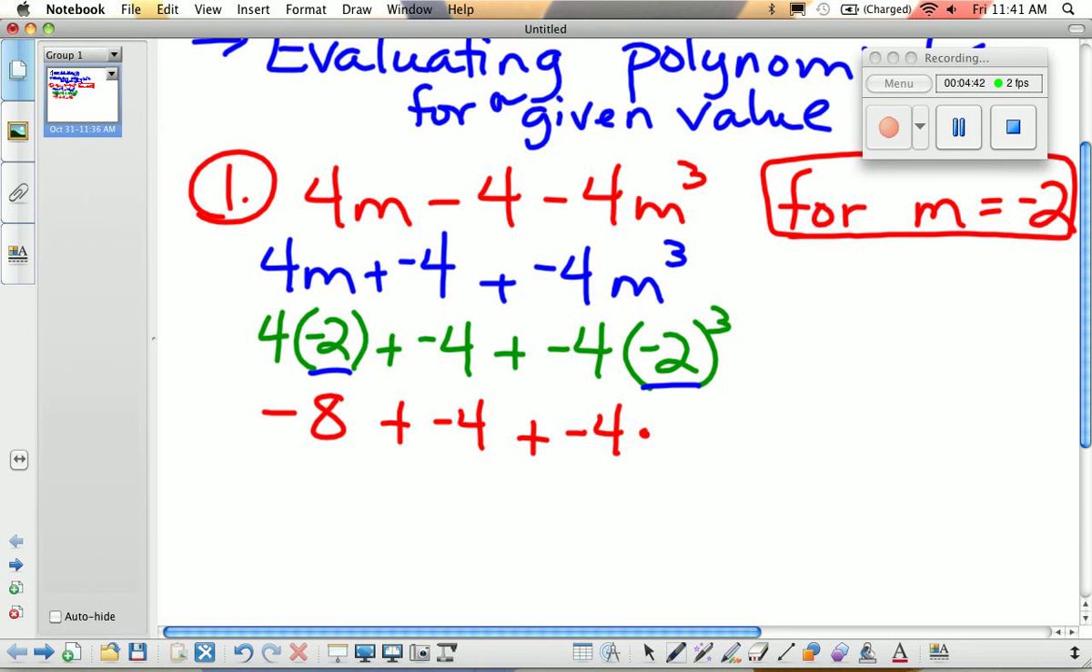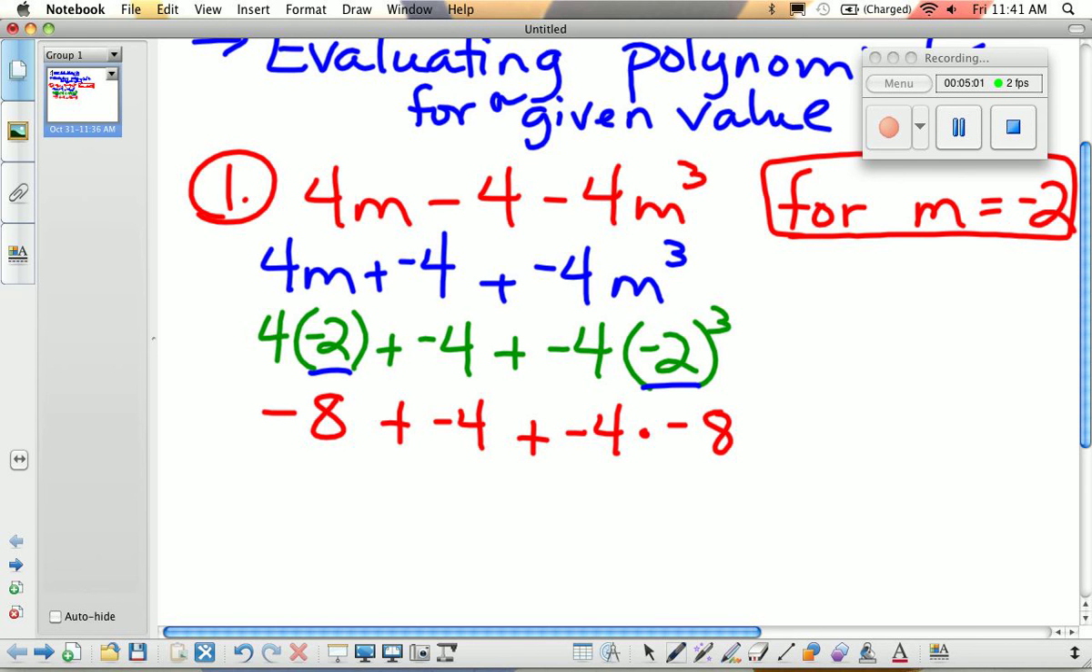Yes, Jessie? Would you get the same answer if you multiplied first and then took it to a power? I don't know. We'll check it out. Okay. Anybody happen to know what negative 2 times itself 3 times is? Negative 8. Negative 8, yes. It's negative 8.